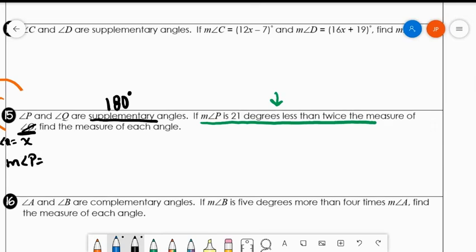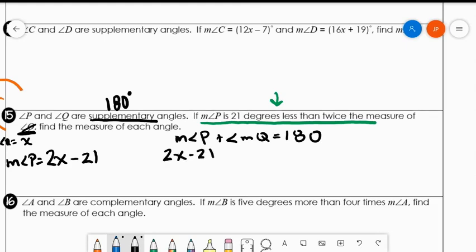The other one's going to be a little bit trickier, where I have to do some work. So P is 21 degrees less than twice the measure of Q. So the kind of easier part of this is twice the measure. That's going to be 2 times x. And remember, 21 degrees less than, that's one of those turnaround words. So it looks like that. And now I'm going to kind of set it up like I did number 12. I know that P plus Q is 180 because they're supplementary. And now I'm going to put stuff in for them. Well, I called P 2x minus 21, and I called Q x. So I'll substitute those in.